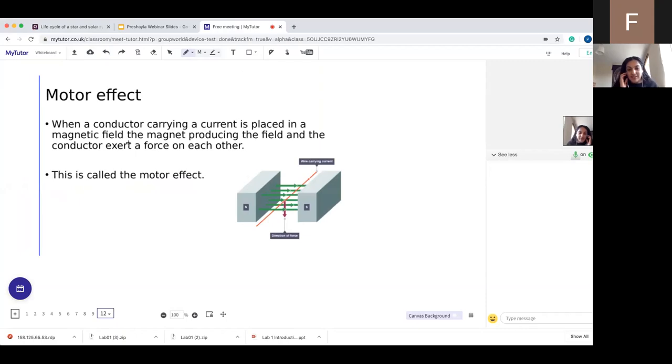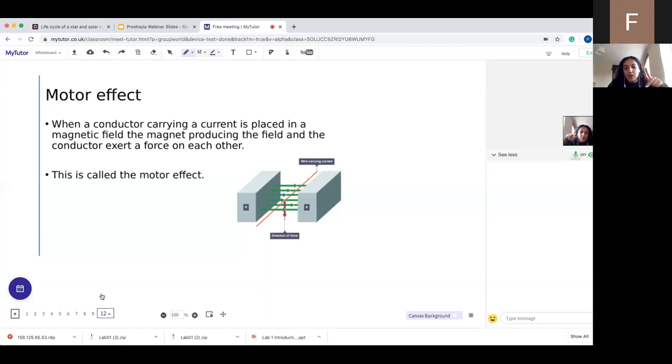So remember, this is a current carrying wire in an existing magnetic field. And what that means is because the wire creates its own circular magnetic field around itself, when you place it in an existing magnetic field, you have two magnetic fields that kind of collide with each other and exert a force on each other, which makes the wire move.